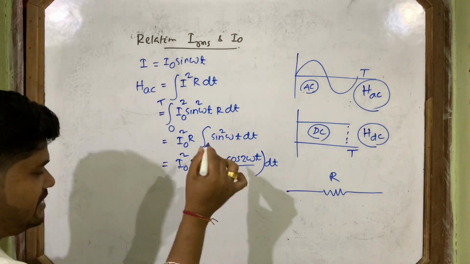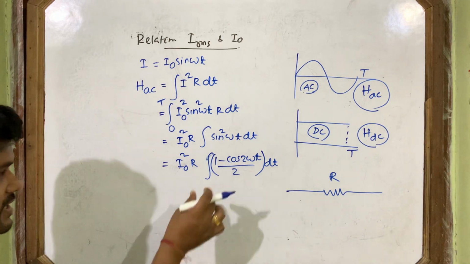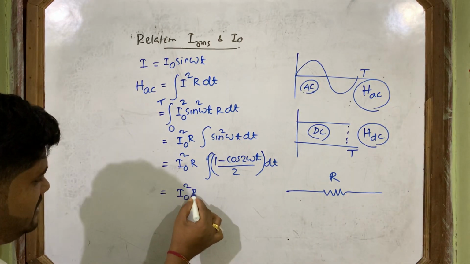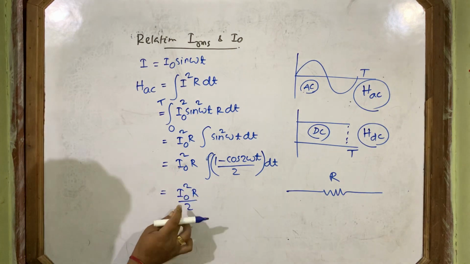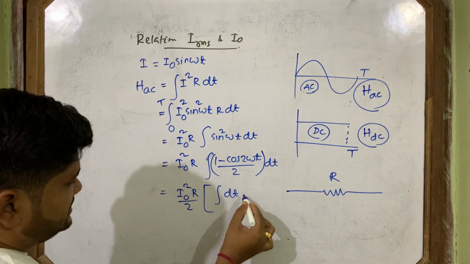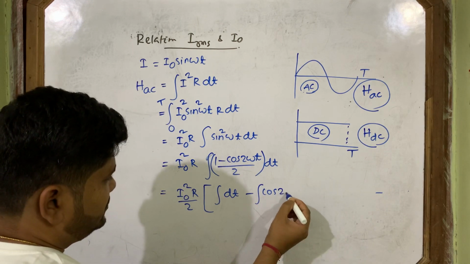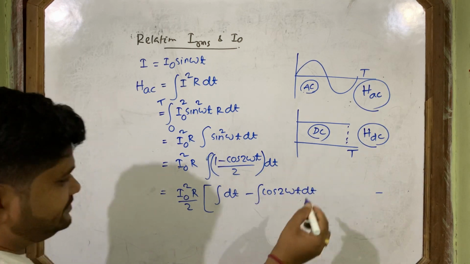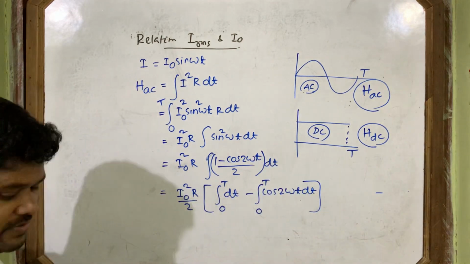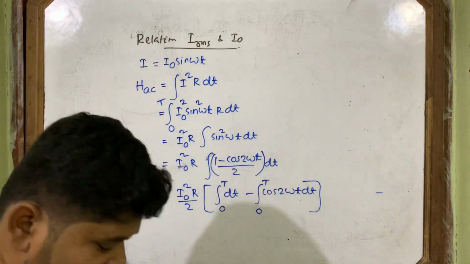You will use the trigonometric relation, the cos 2 theta formula. Using the cos 2 theta formula I got that sine square omega t is equal to (1 minus cos 2 omega t) by 2. Then I naught square R by 2 is taken outside of the integration. Then integration of 1, that is dt, minus integration of cos 2 omega t dt, both from 0 to T. Okay, so now do this integration. What do we get here?